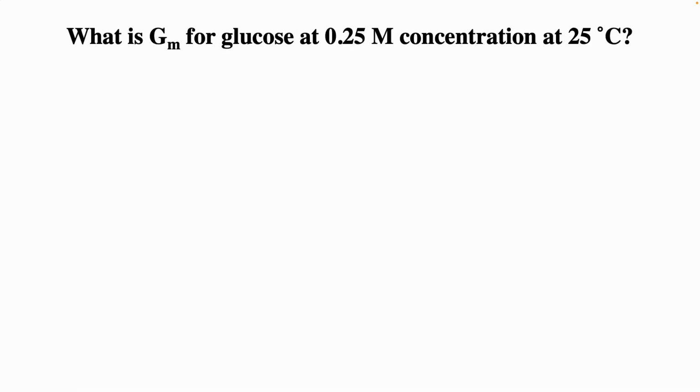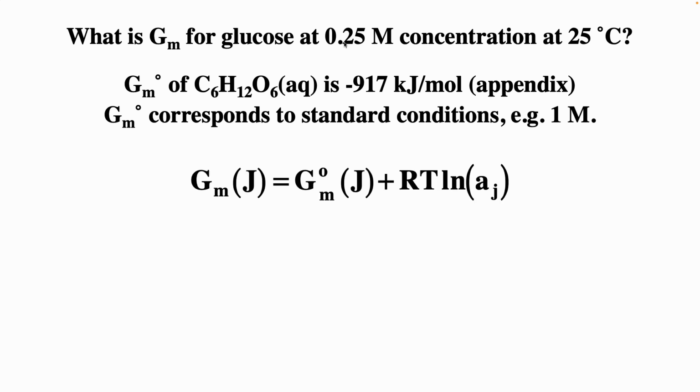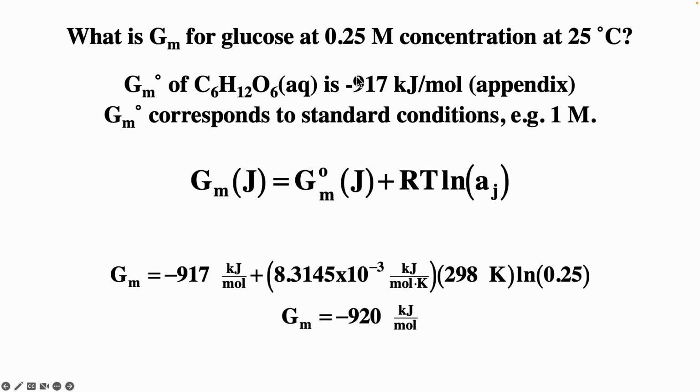So what is the molar Gibbs free energy for glucose at 0.25 molar concentration at 25 degrees Celsius? Now again, standard conditions would be 1 mole per liter. And here we have 0.25 moles per liter, and so that's a non-standard condition. And so our non-standard molar Gibbs free energy is equal to standard molar Gibbs free energy plus RT natural log A. We can see in the appendix that the standard molar Gibbs free energy is minus 917. We're assuming ideal solutions, so our activity is 0.25.